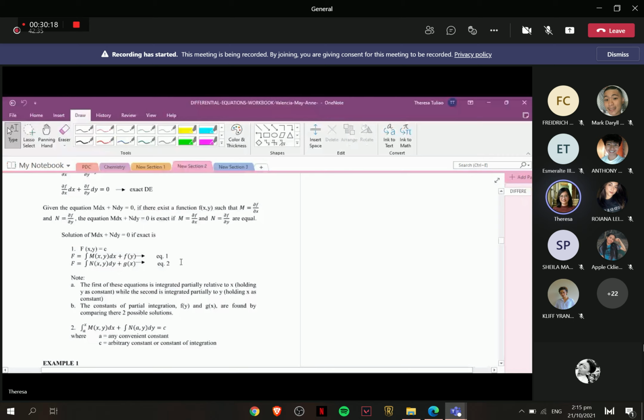Okay, so pansin nyo dito, pinaghiwalay na kinuha yung integral ng M at yung N. So, dinivide sa into two equations. Dito sa number 2, pinagsama niya na, no? So, pinagsabay niya na yung pagkuha ng integral ng M at N. Okay? So, para ma-appreciate nyo yung solution, let's try this example.